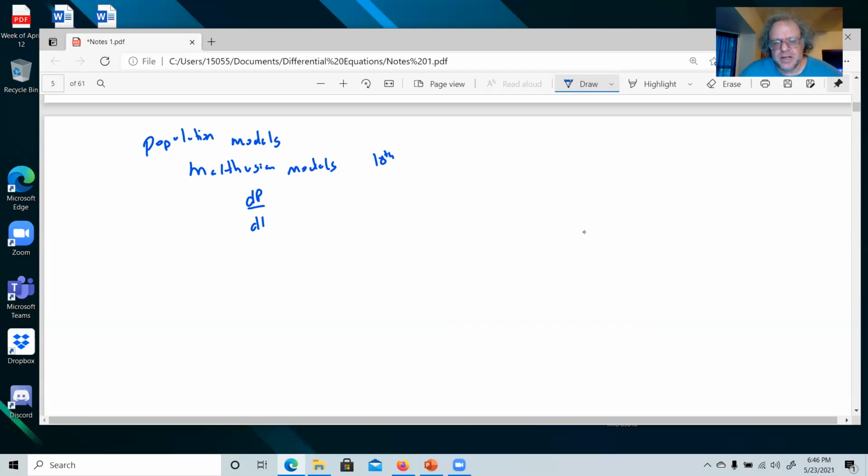And the whole idea here is that the rate of change of your population is going to be proportional to the number of population you have. You got a few rabbits, they're going to make a few rabbits in return. You got a lot of rabbits, they're going to make a lot of rabbits. People work the same way.